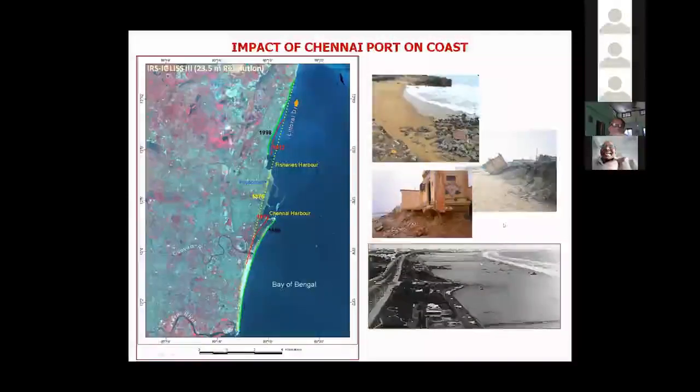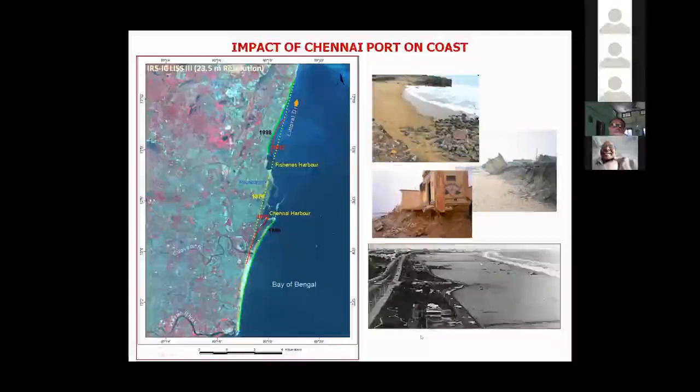If you take an example of Chennai port, before the 90s, there was no Marina Beach. I'm telling you, there was no Marina Beach because the port was not there. However, when the port came in the early 90s, accretion happened. Why did the accretion happen? Because of the sediment movement.